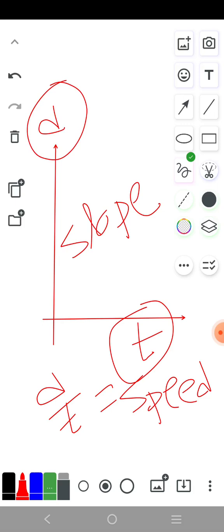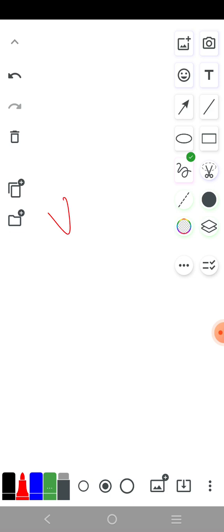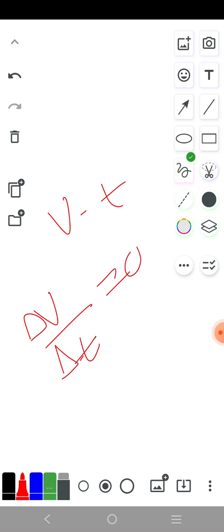Similarly, if I ask what the slope of a velocity-time graph is, it is change in velocity by change in time. Change in velocity by change in time gives you what? Acceleration. This is how we can obtain the slope of any graph.